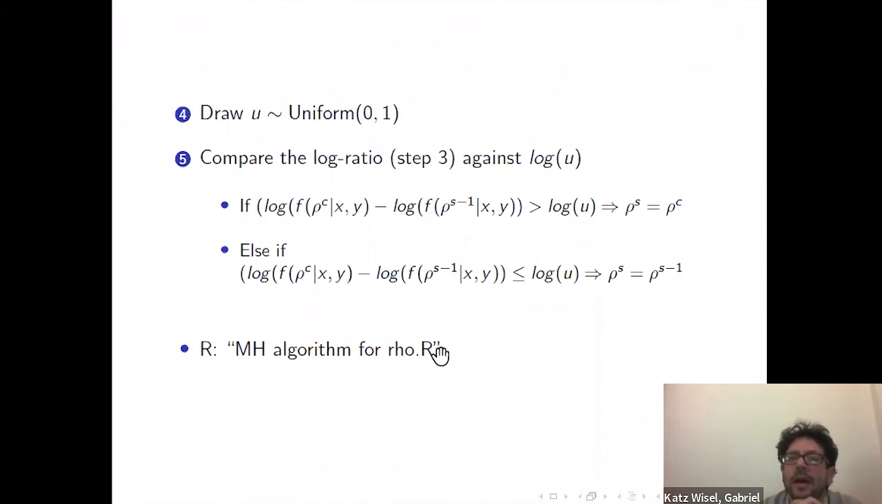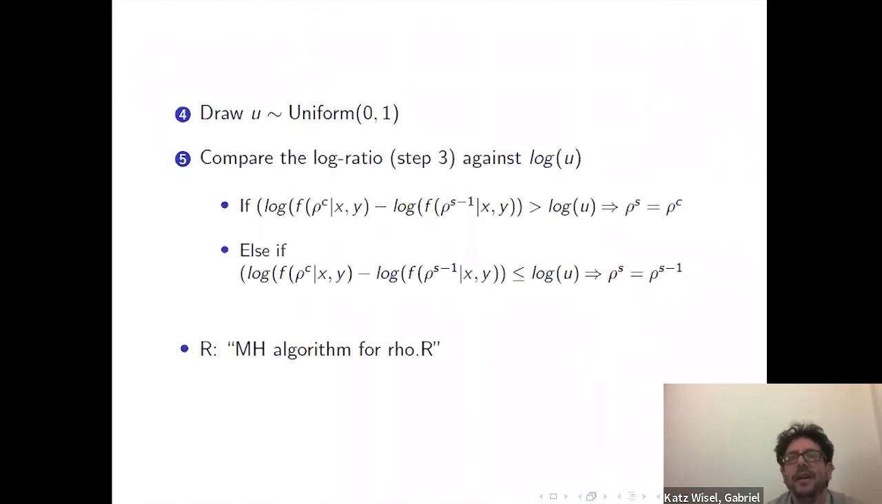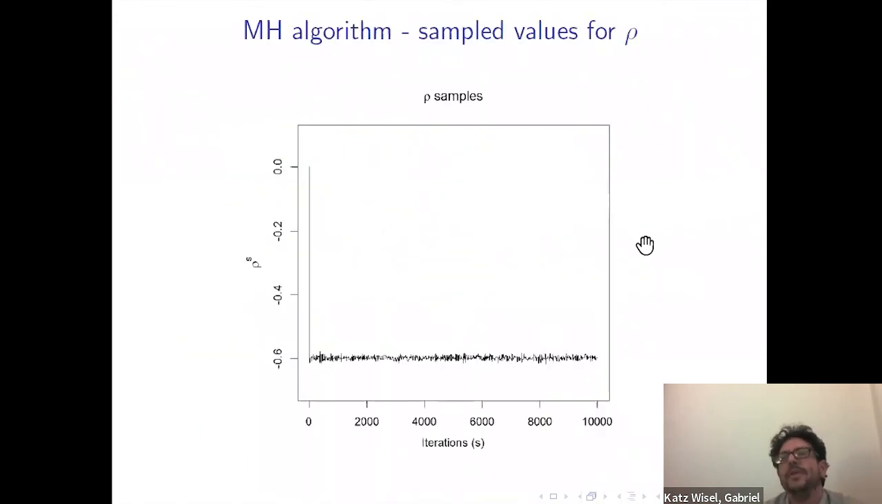You have an accompanying script called Metropolis Hastings algorithm for rho in R, which you can use to see how this actually works in practice, how these 5 steps actually work in practice. And once you do that, you obtain something like this. We start drawing values of rho, starting from 0, and very quickly the values of rho stabilize around -0.6, which is the true value of rho in the exercise.